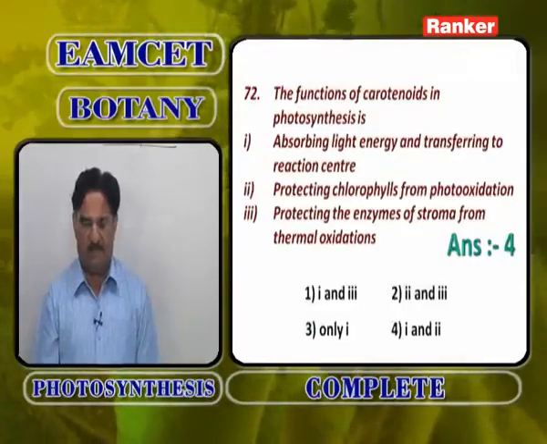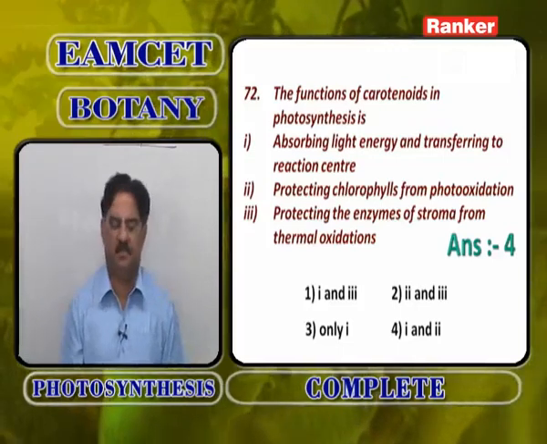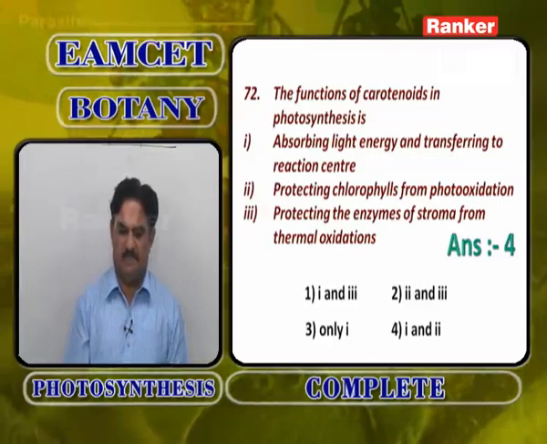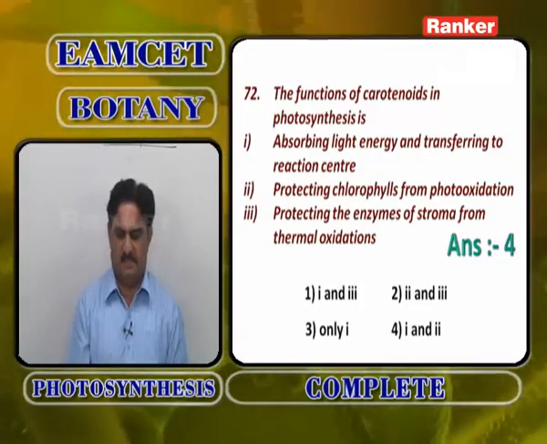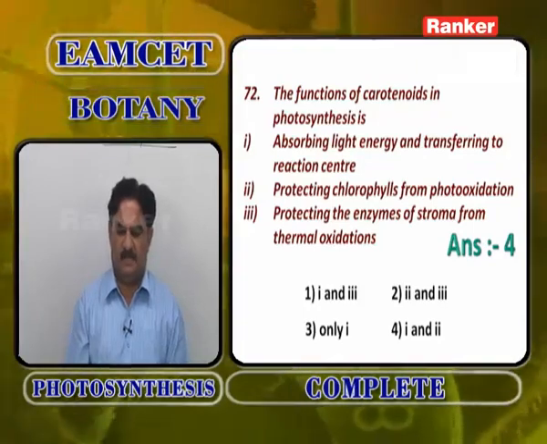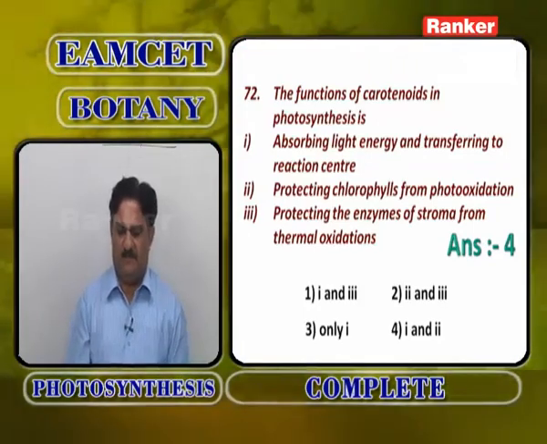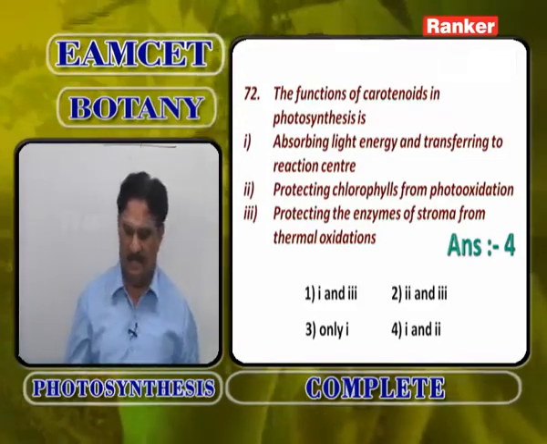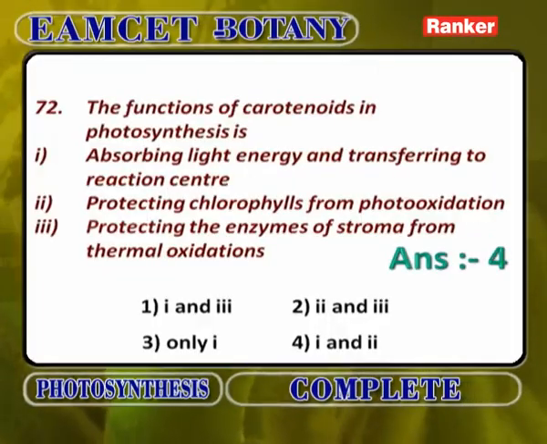Protecting the enzymes of stroma from thermal oxidation: carotenoids are not involved in this, so it is wrong. Absorbing light energy and transferring to the reaction center is correct. Protecting chlorophylls from photooxidation, that's why they are popularly called shield pigments, is correct. So, the answer is 1 and 2, third is not involved. So, option 4.